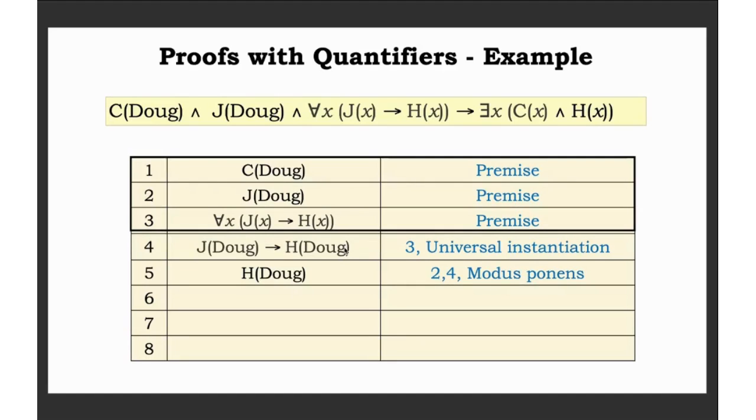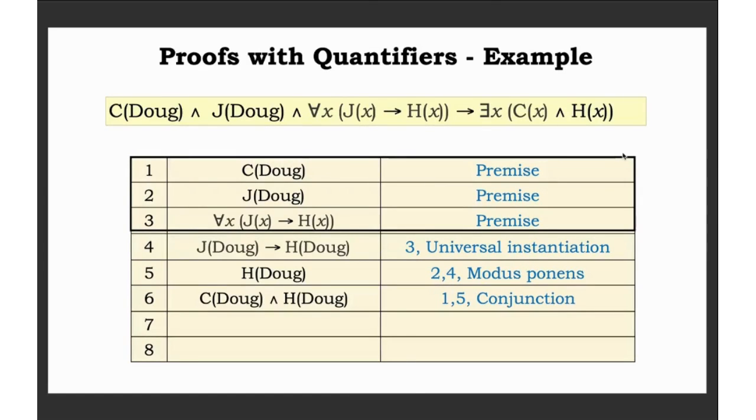Remember where we need to reach. We need to reach here. We need to show that there exists someone who is in the class and they can get a high-paying job. Combine 1 and 5. We need to prove C of x. So we combine 1 and 5, as someone said. Without anything else, we have this statement which now says that C of Doug and H of Doug.